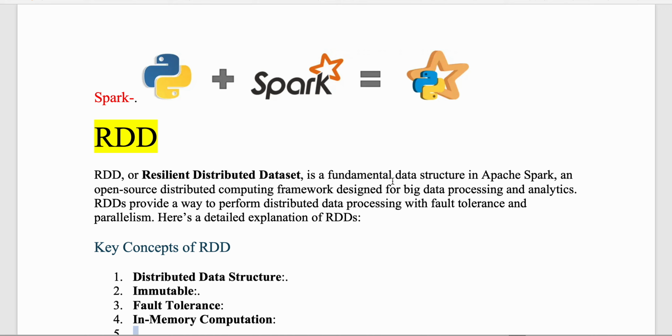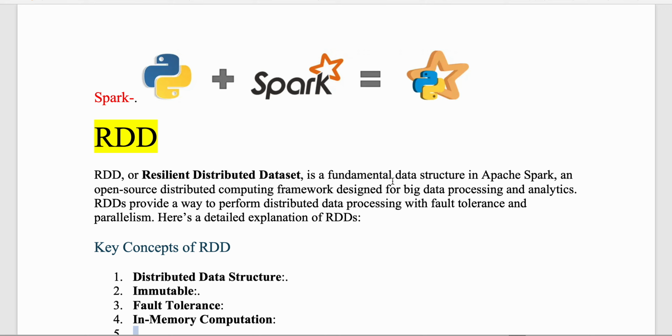Then immutability is another feature. What is called immutable? Once an RDD is created, it cannot be changed. You can perform transformations on it to produce a new RDD. So once your RDD got created, it can't be changed, but you can perform transformations on it to produce a new RDD.